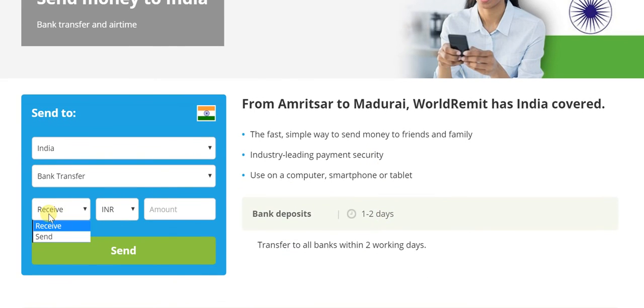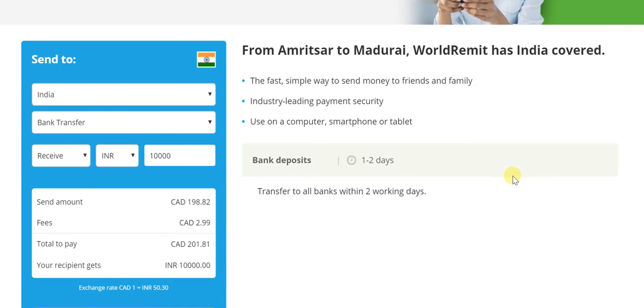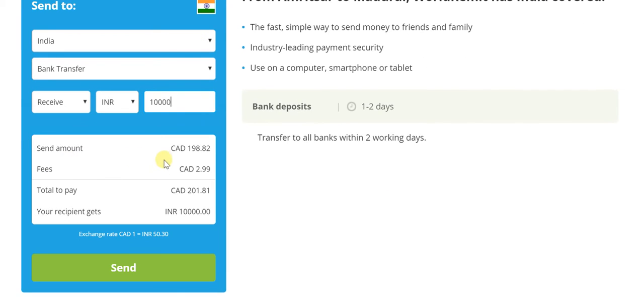And between send and receive, I might as well showcase receive to you so that you know how much the recipient would receive exactly in Indian rupees. Let's choose a nominal amount in Indian rupees which the recipient is to receive. In that instance, the send amount for the sender would be 198.82, almost a shade less than 200 Canadian dollars, with the fees being just 2.99 Canadian dollars for the sender to send in all 201.81 Canadian dollars, for the recipient to receive 10,000 Indian rupees at the exchange rate of 50.3 Indian rupees to a Canadian dollar.